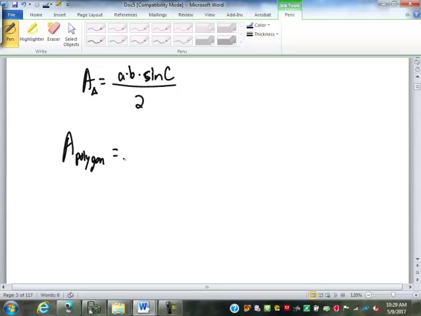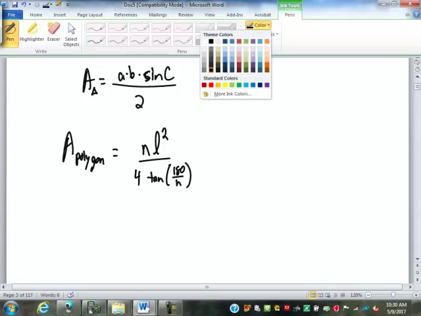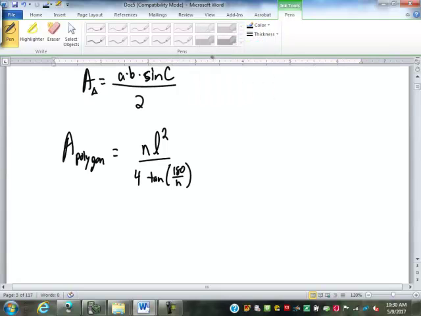Of a polygon is the number of sides times the length of a side squared. I think we used S squared instead of L squared, but over 4 times the tangent of 180 over n. That formula look familiar? Today we're going to learn a new formula.